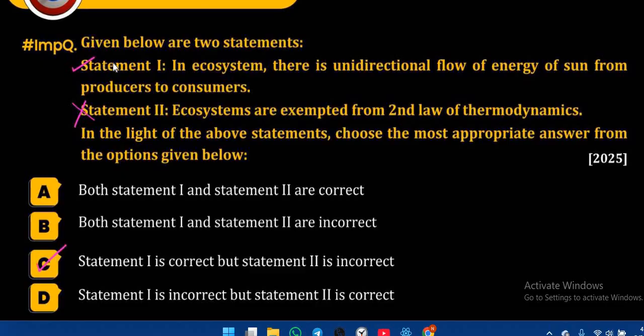Next question. Given below are two statements. Statement first: In an ecosystem there is a unidirectional flow of energy of the sun from producer to consumer. Statement first is correct. Statement second: Ecosystems are exempted from the second law of thermodynamics. Statement second is incorrect. So choose the most appropriate answer. Option C is correct. Statement first is correct, but statement second is incorrect.